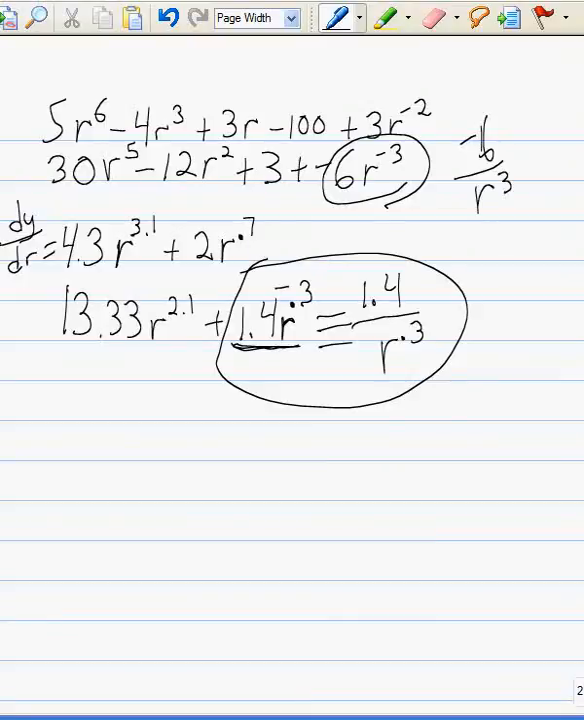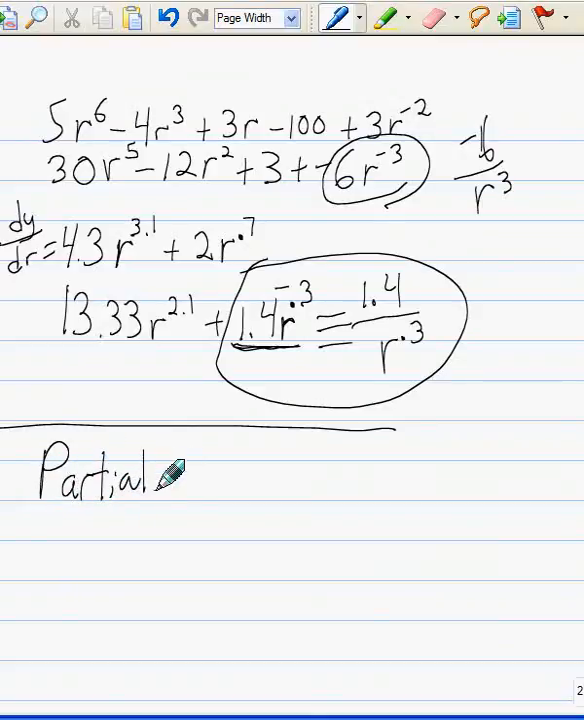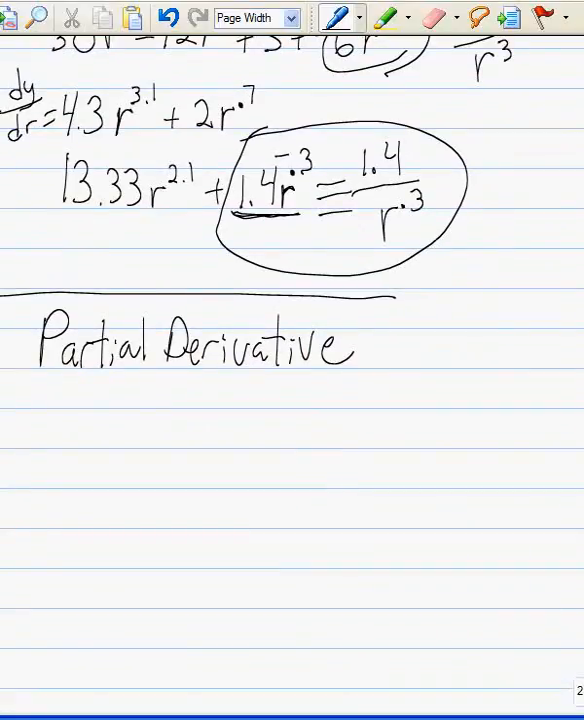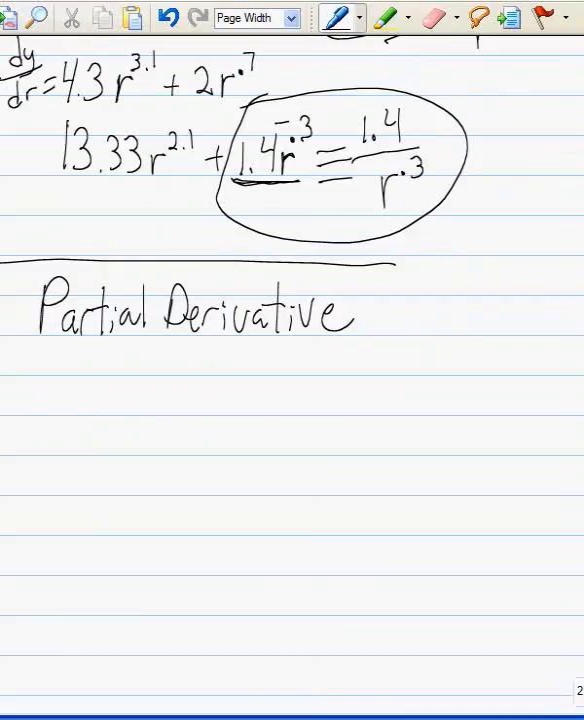Okay, I have two more ideas left that I want to quickly talk to you about. The next idea is the idea of partial derivatives. A partial derivative is when you have more than one type of variable in a function, and you want to check the slope with respect to one of the variables, how one of the variables is changing.